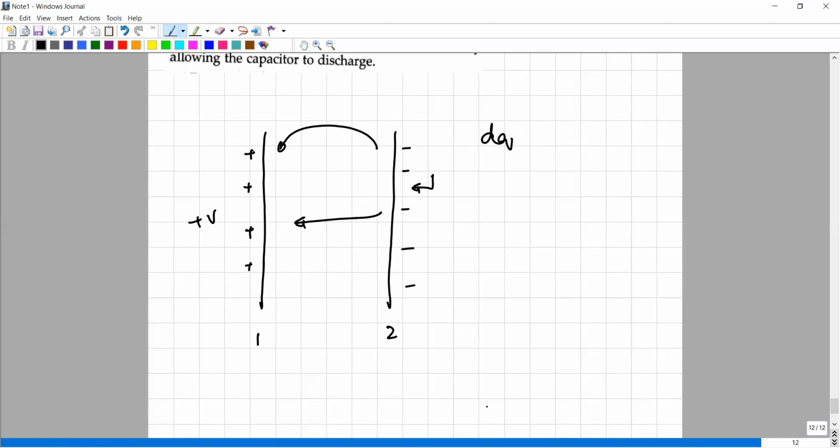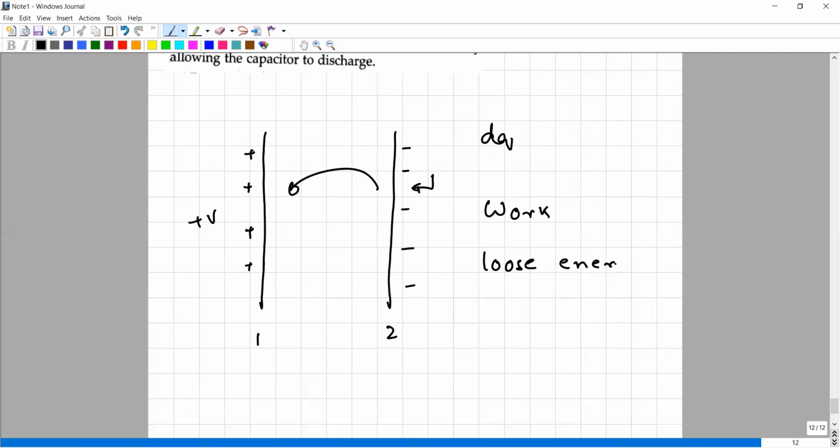Now I said you have to do more work. You have to do more work means some external agent has to do this work. This process of transfer of charge obviously is not natural. It is not going to happen by itself. Some external agent would be required to do this work. Now the external agent which will be doing this work of transferring charge from plate 2 to plate 1 would lose energy.